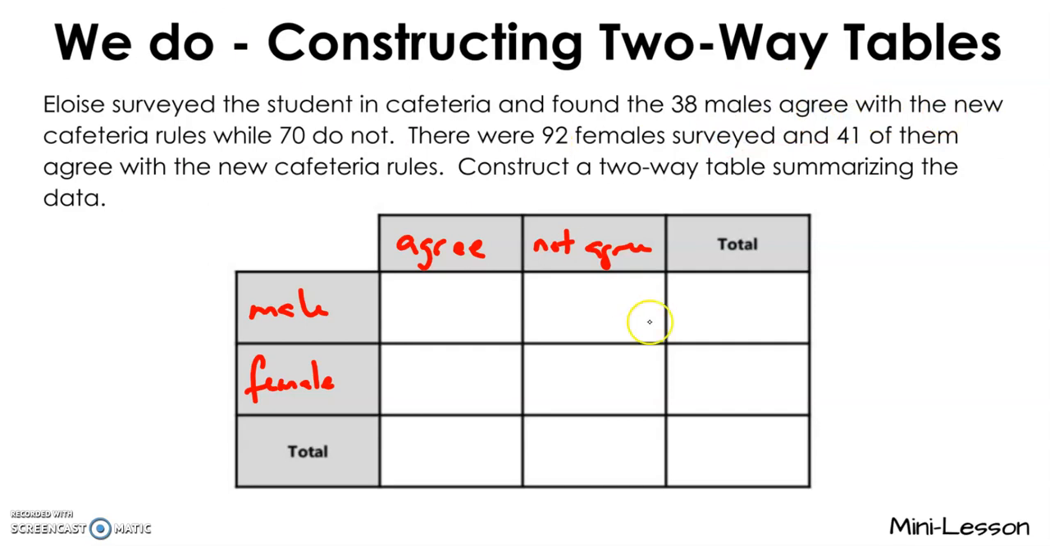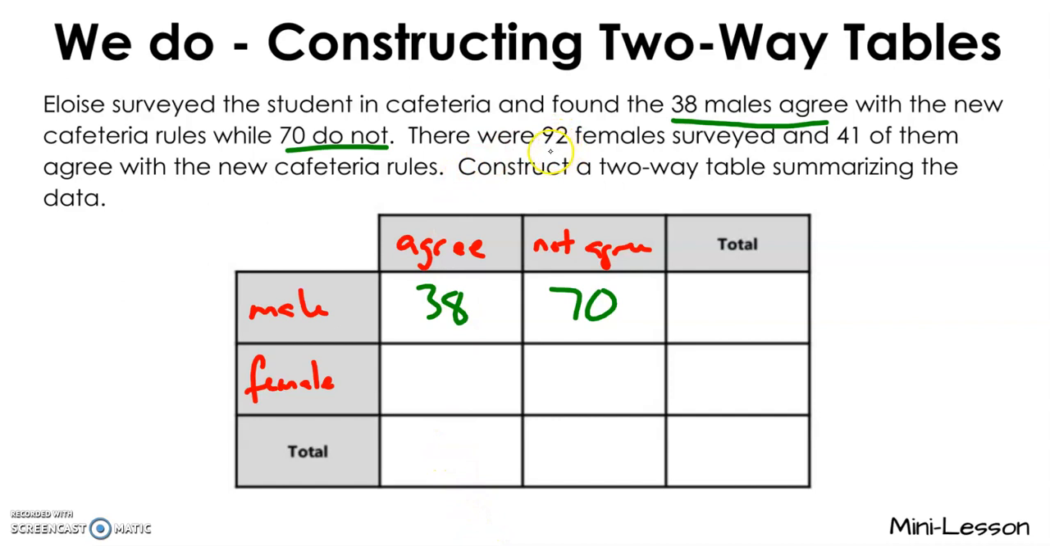So next step is to try to fill in some of these numbers here. This gives a little bit of a puzzle when they're presented like this. So I found that 38 males agree. So in this column, this box right here, males that agree is 38. 70 do not. So 38 males agree, 70 do not. So it sounds like also 70 males do not agree, so I'm going to put 70 there as well. All right.